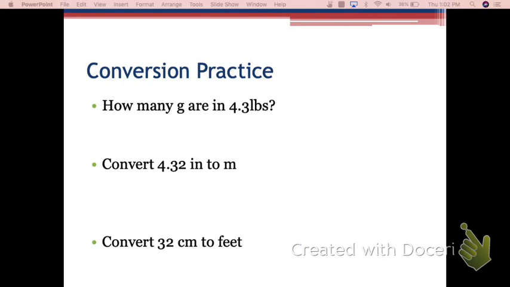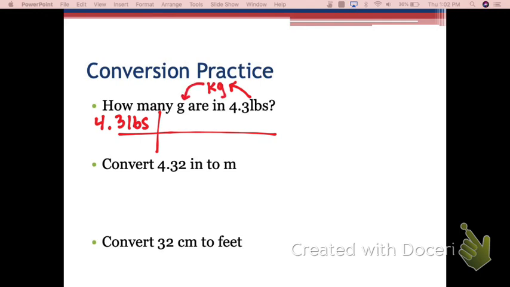We can solve the whole problem. Let's do grams to pounds. So I'm starting with what I know. 4.3 pounds. Talk me through my path to go from pounds to grams. Check your conversion chart to figure out what I should use to go from pounds to grams. I can go from pounds to kilograms, then kilograms to grams.